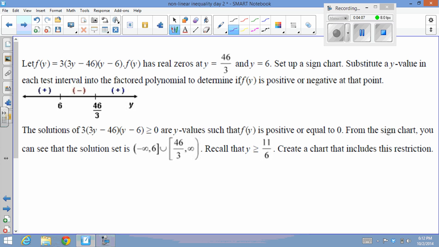So you have your choice, whether you want to put it into the original, or into the simplified, or if you just want to do it with the factors, which was 3y minus 46 and y minus 6, to find out what the signs are. So you basically can set it up however you want to do.